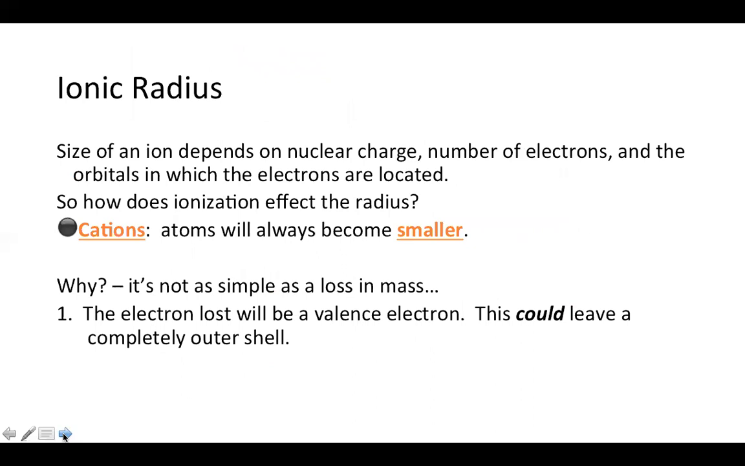Ionic radius is going to be similar to atomic radius, but instead of looking at a neutral atom, we are looking at an ion. So ionic radius is going to be the size of an ion, something that has a charge. And its trend is going to be just like the trend of atomic radius, and for the same reasons. And before we get into that trend, a couple notes. So one, cations are going to be smaller than the original atom.